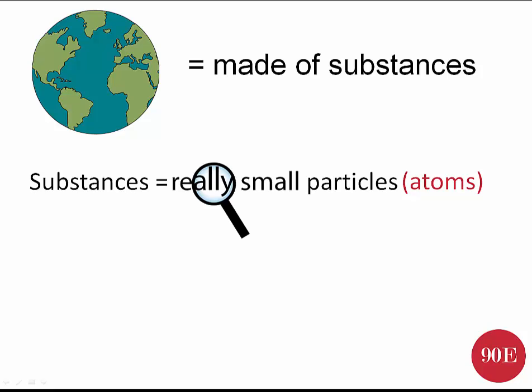Atoms are so small, in fact, that there's no way that you can physically see one with your eye. If you took a sewing needle, such as this one, you'll find that there are millions and millions of atoms at the very pinpoint of that single threading needle. Now, there are different types of substances, and we can classify them depending on the types of atoms that they're made out of.